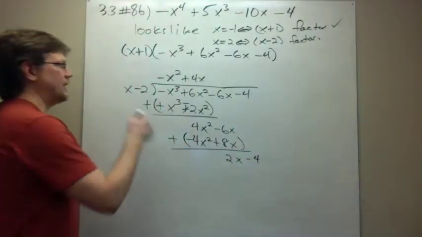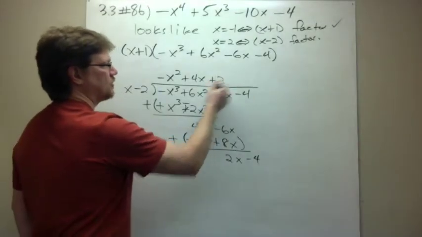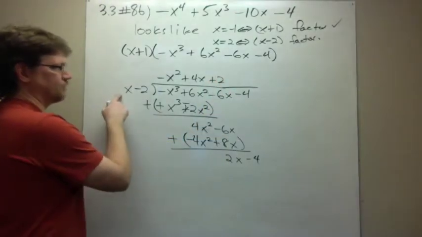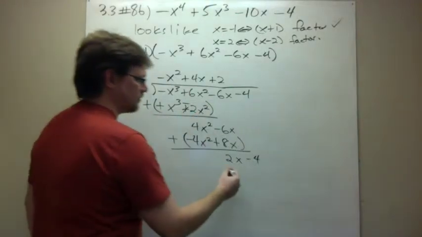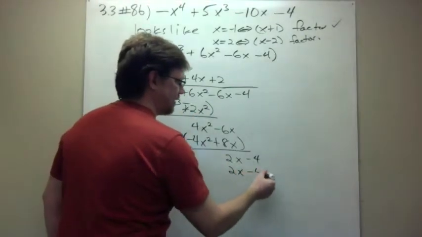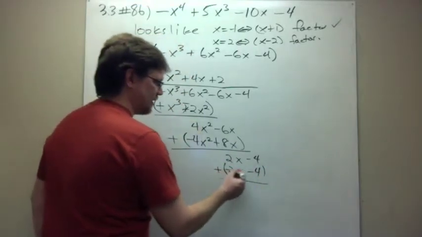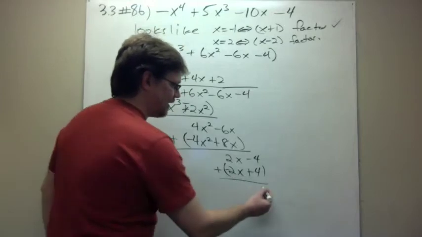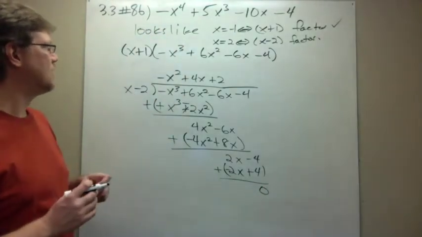Okay. What do I need to do to the x to make it look like a 2x? Multiply it by 2. 2 times x is 2x. 2 times a negative 2 is negative 4. I subtract. Subtraction is the same thing as flipping the signs and adding, and the remainder is 0. So again, this is a factor.